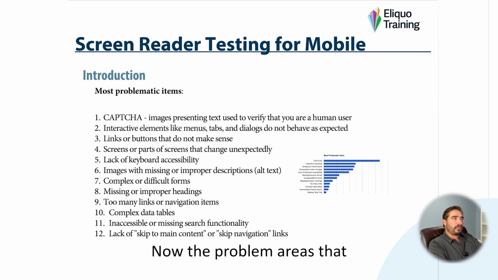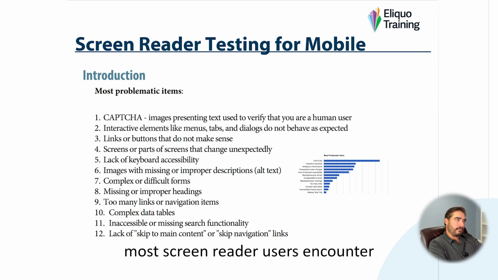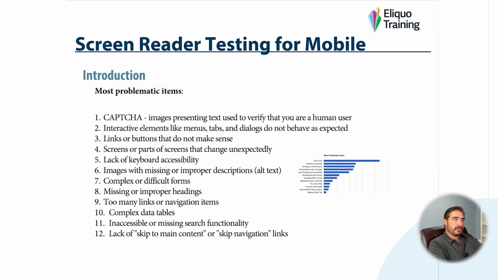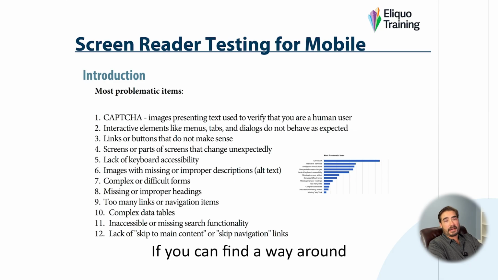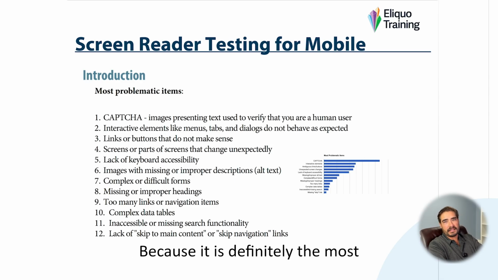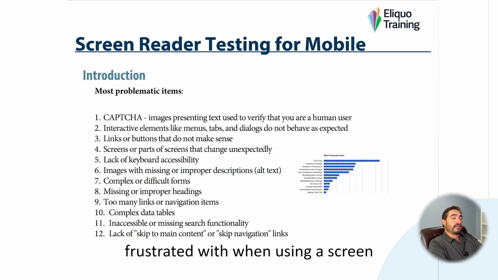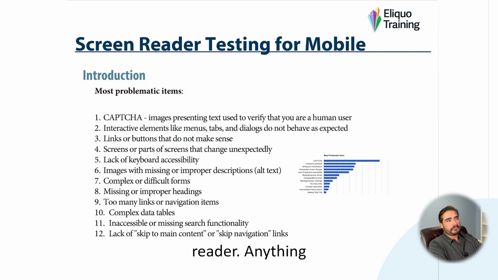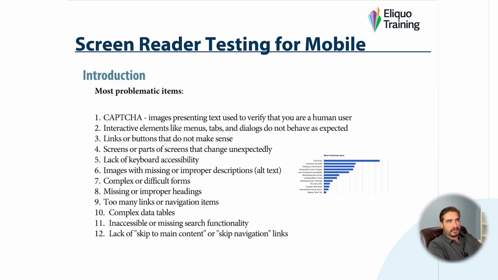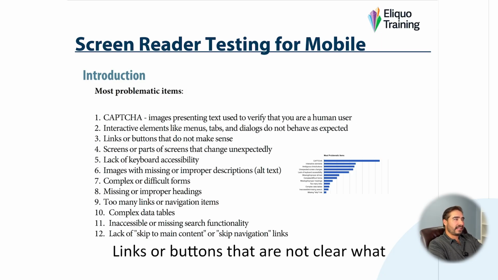Now, the problem areas that most screen reader users encounter on a day-to-day basis. Number one is CAPTCHAs. If you can find a way around using CAPTCHAs, do it. If you can use invisible CAPTCHAs instead, do it, because it is definitely the most problematic thing that people get frustrated with when using a screen reader. Anything that's interactive that is not built properly, like menus, tabs, modals, also known as dialogues, okay? Links or buttons that are not clear what they do.